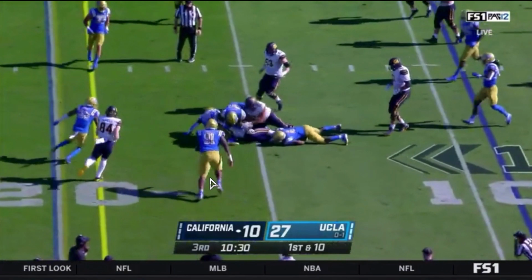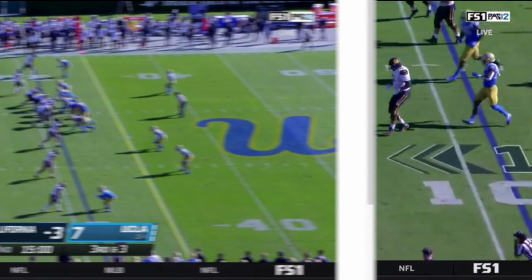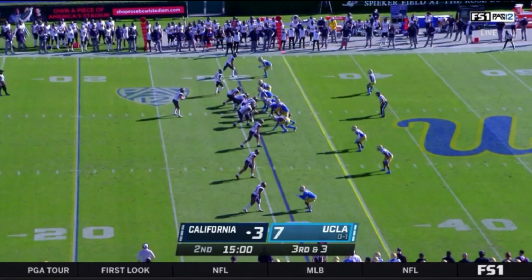Good use of a hot read to beat an all-out blitz like that. Here we're going to see the same basic protection, but this play is going to be a lot uglier, and I'm going to argue that this is because Cal's route structure isn't very well coordinated with their protection structure.